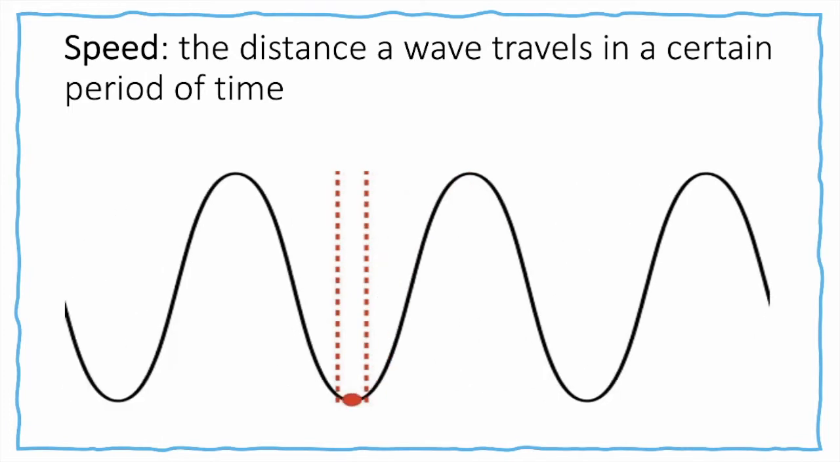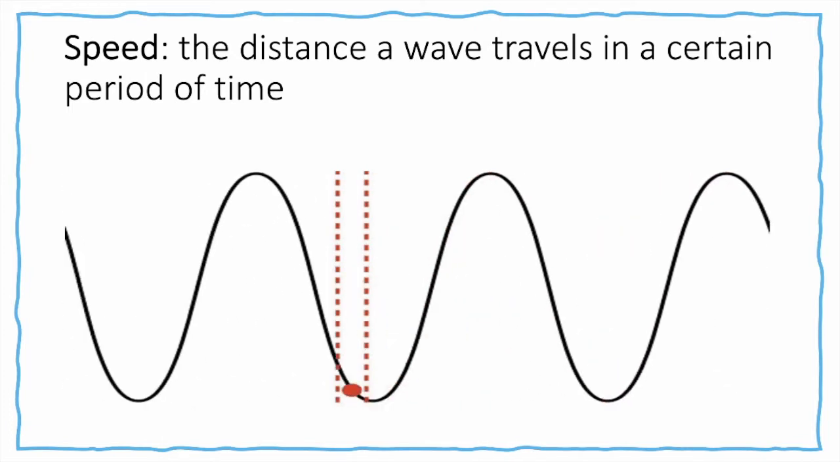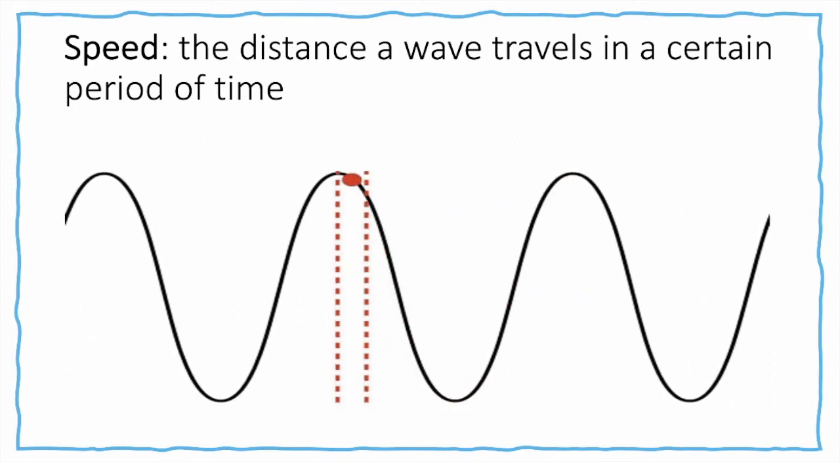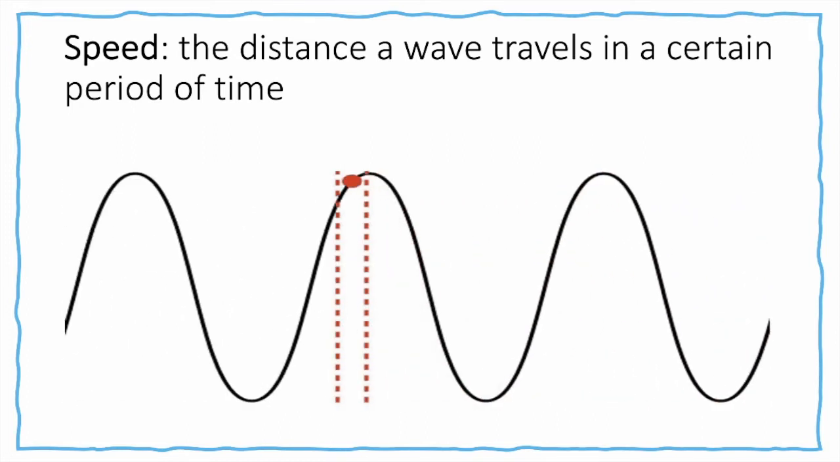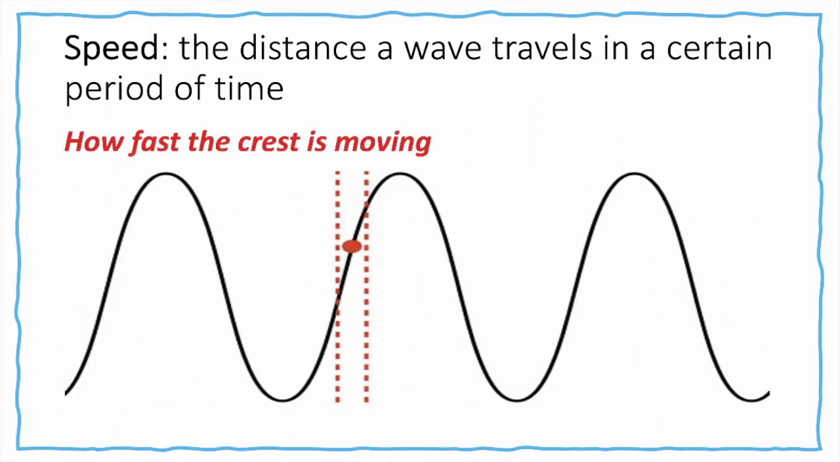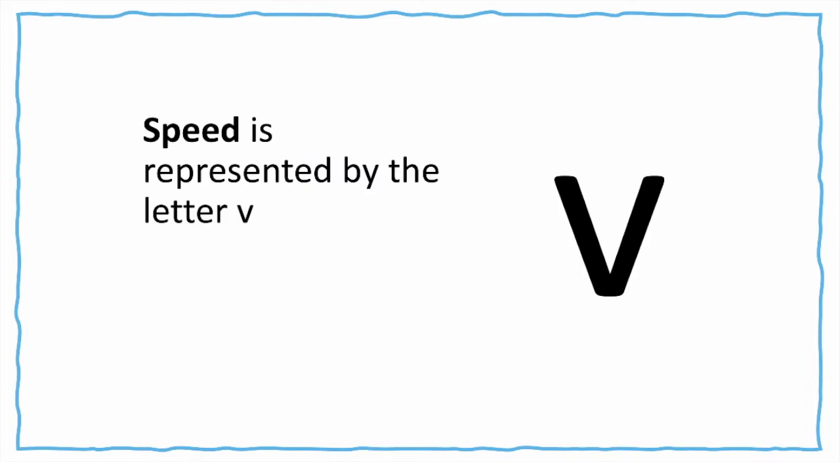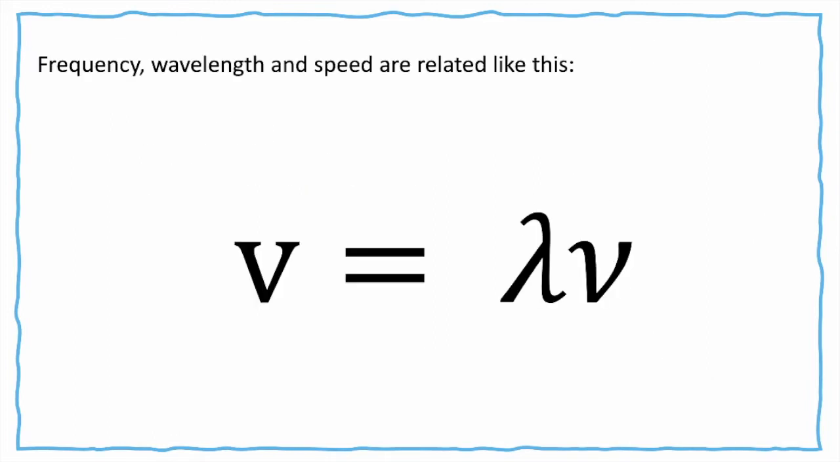It's seconds per wave. And the speed of a wave is the distance a wave travels in a certain period of time, how fast the crest appears to be moving. For example, if we were riding on the top of one of these waves like a surfer, how fast would we be moving? We often use the letter v to denote the speed of a wave. Speed is the product of the wavelength and the frequency, and one equation we can use for speed is v equals lambda nu. Speed equals wavelength times frequency.